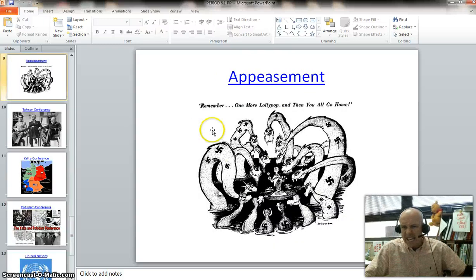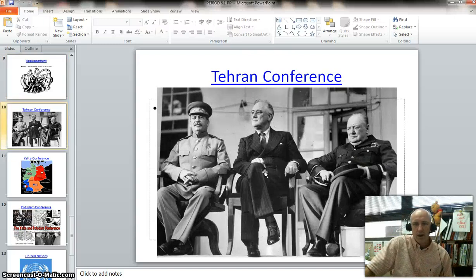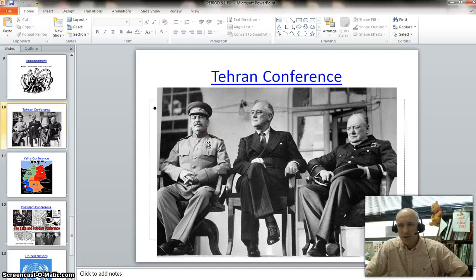Then we have the appeasement policy, where we allow Germany to continue to do what it wants to. This will lead to World War II. And then we have the Tehran Conference, where the Allies will decide to basically focus on France. Here's FDR with Winston Churchill, allowing the Soviet Union under Stalin to begin to take what they want in Eastern Europe.